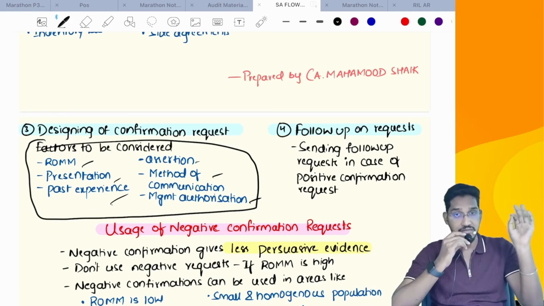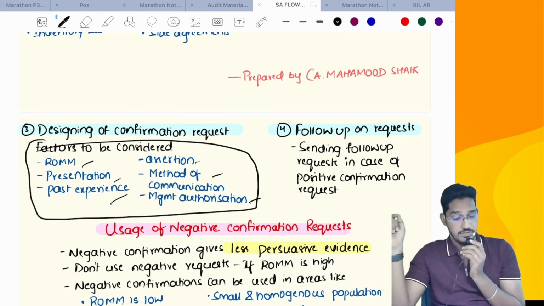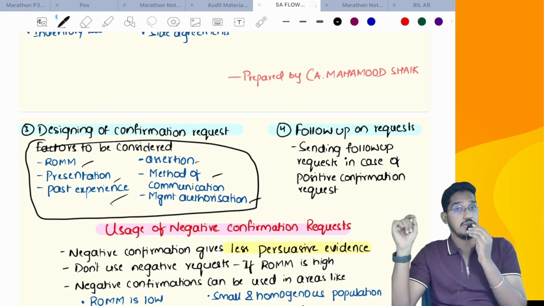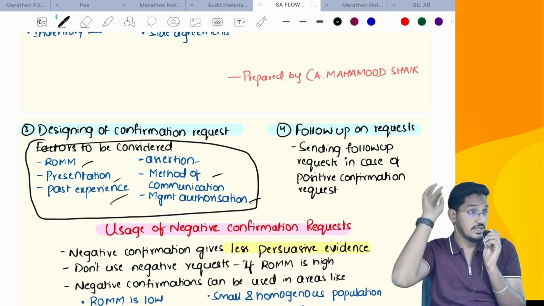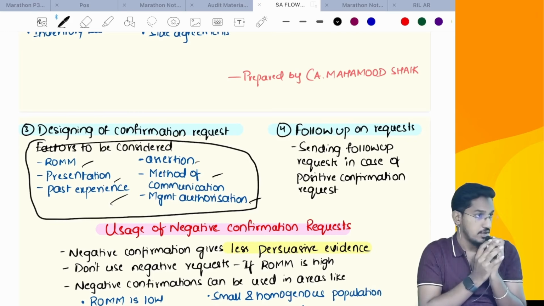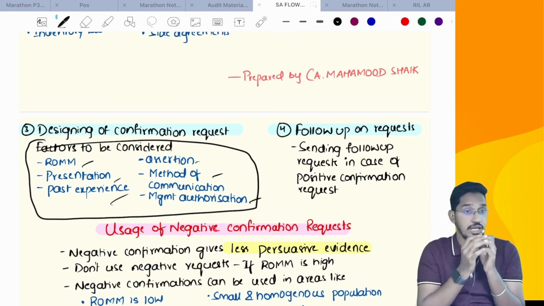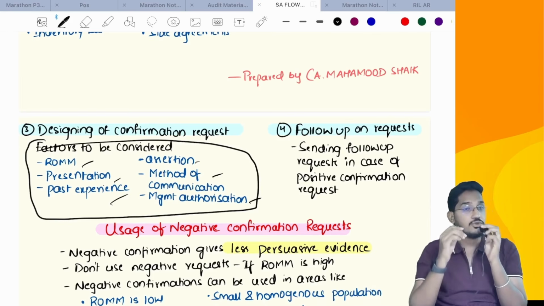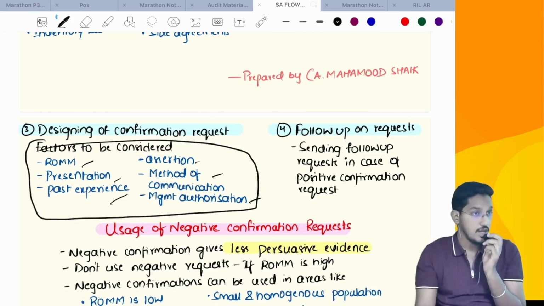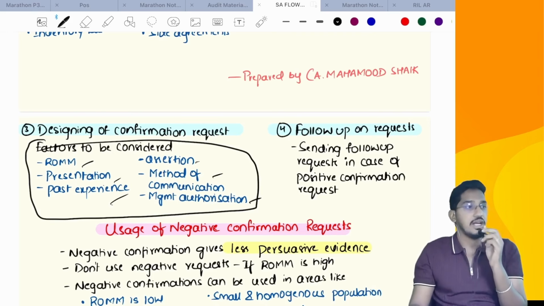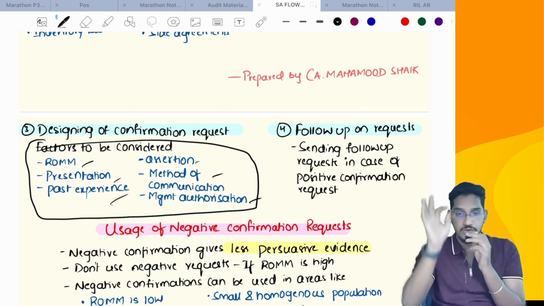You can use a negative confirmation request only when certain things are present. In fact, they use the phrase that you can use negative confirmation request as a sole substantive audit procedure only in few cases. Always using only negative confirmation request is not correct. You can rely only on negative confirmation request only in few circumstances.